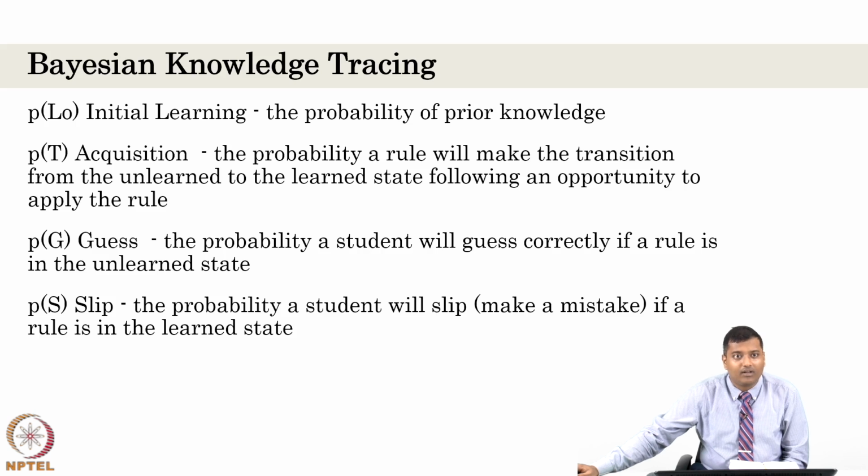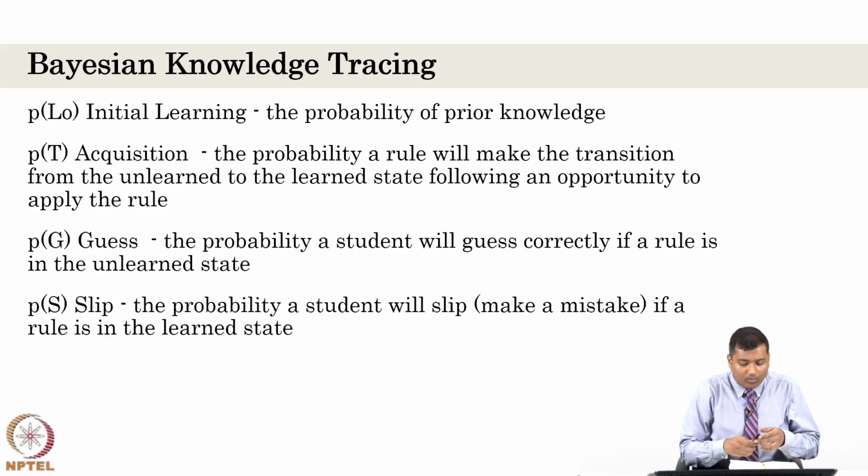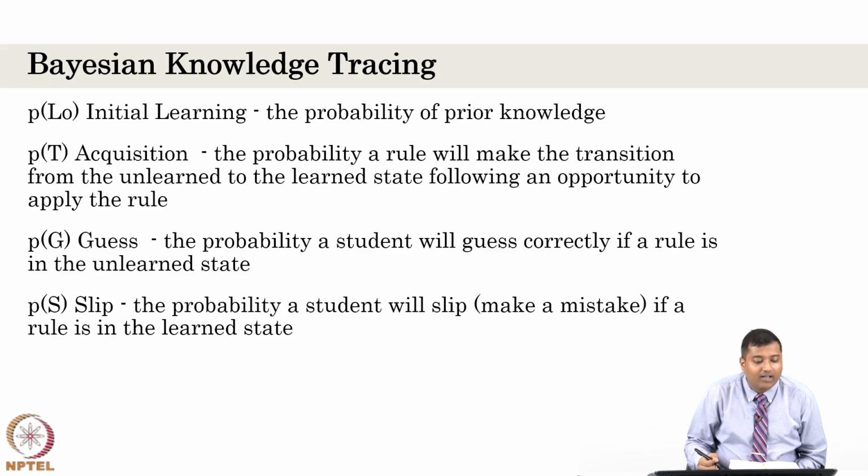For today's example, we are going to look at these 4 different probabilities. First one is PL0, which is the initial knowledge. Second one is PT, which is the acquisition. What does acquisition mean? It is the transition, the probability that a rule will transition from the unlearned to the learned state following an opportunity to apply the rule. We're going to look at the guess probability, which is that a student will guess correctly if a rule is in an unlearned state, and slip probability, that the student will slip or make a mistake if the rule is in the learned state.